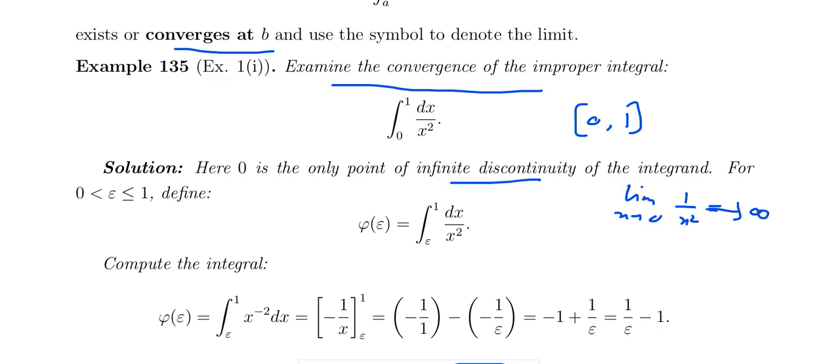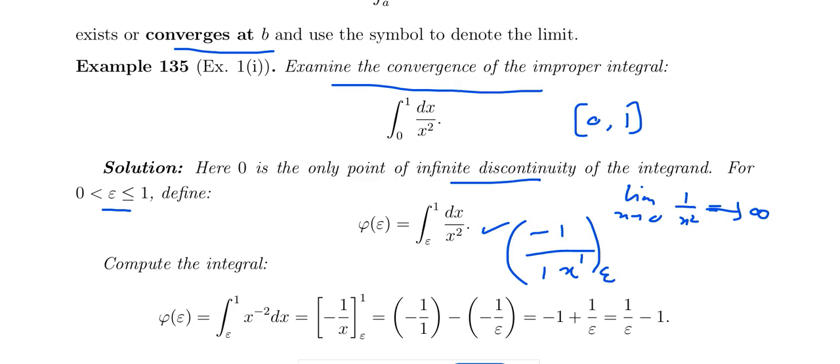So what we have to do is take a point between 0 and 1, called epsilon. Consider the function phi of epsilon, which is the integral epsilon to 1 dx by x square. What about the nature of this one? This is a proper integral, while the other is the improper integral. So consider phi of epsilon, the integral epsilon to 1 of x to the power minus 2 dx. Integrating 1 by x square directly gives minus 1 by x.